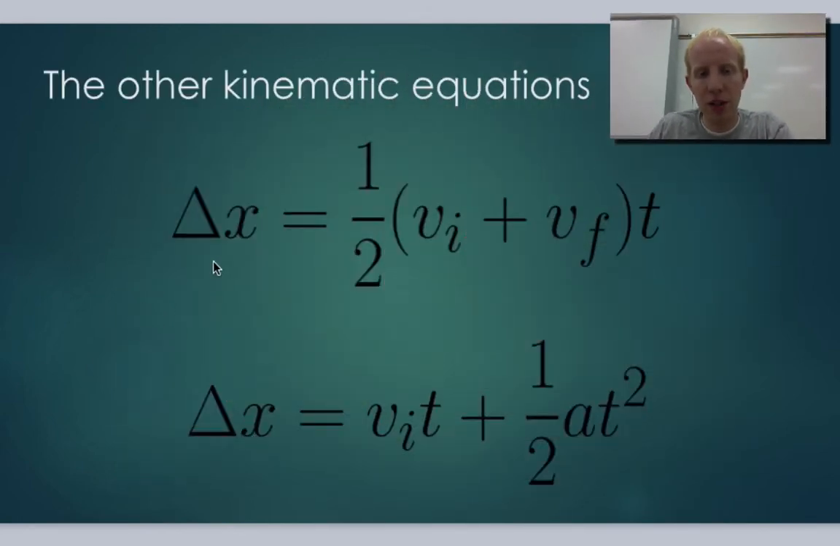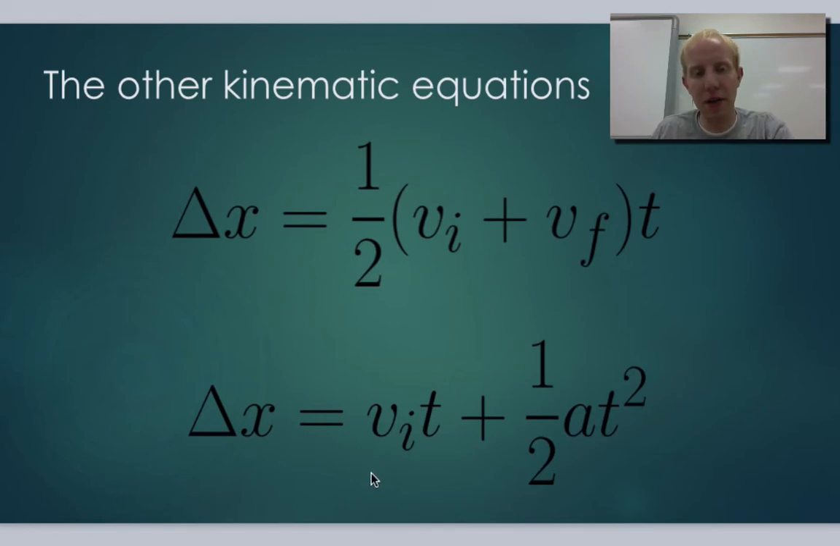Those two equations are that the change in x is equal to 1/2 times the initial velocity plus the final velocity times time, and the change in position or displacement is equal to initial velocity times time plus 1/2 times the acceleration times the time squared.